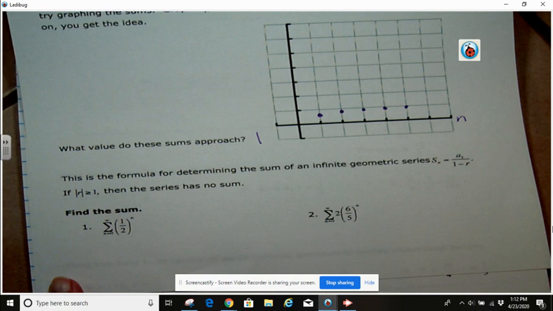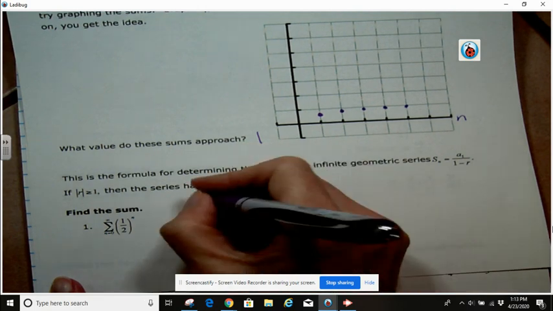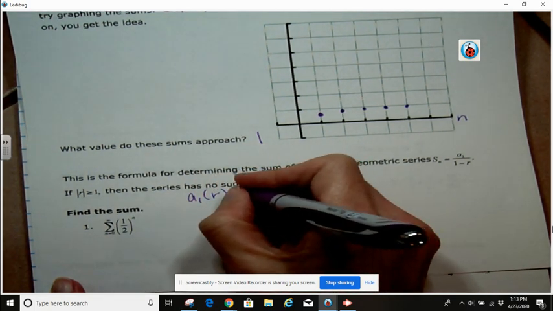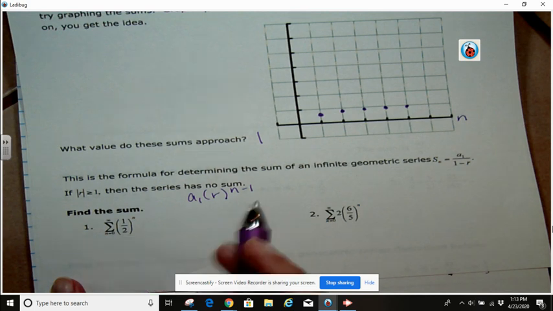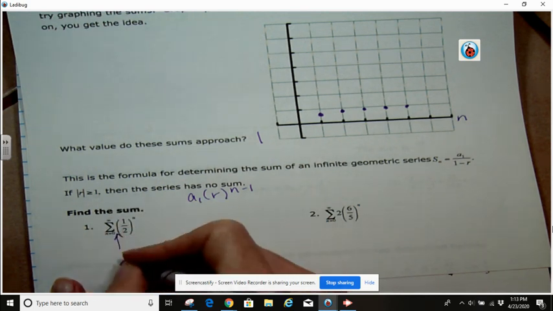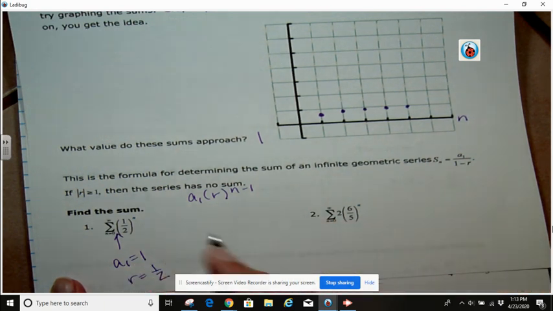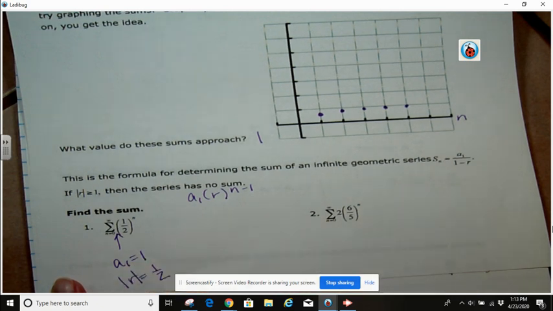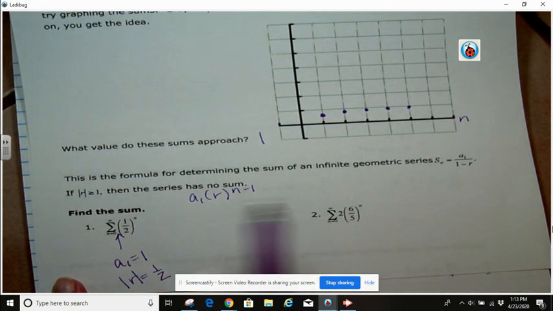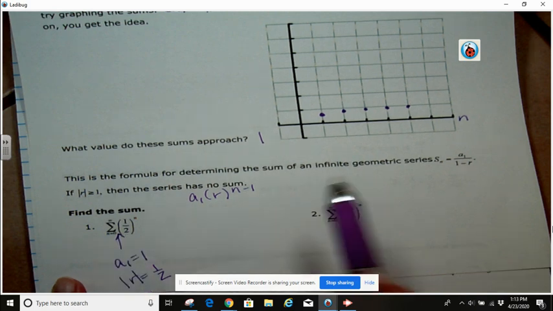Based on the last problem we did for geometric series, we know that this is kind of fitting the model of a sub 1 times r to the n minus 1. So we can imply that a sub 1 equals 1 and r equals 1/2. So the absolute value of r is 1/2, and that is not greater than or equal to 1, so there is a sum. Okay, so the r value should be the base of the exponent, and as long as the absolute value of that base of the exponent is less than 1, you can use the formula.